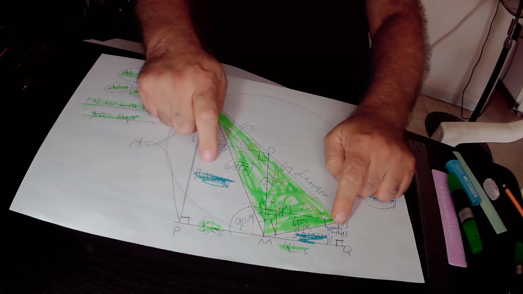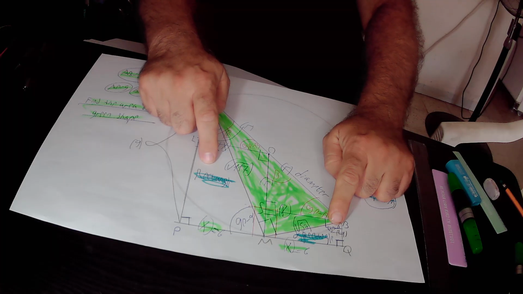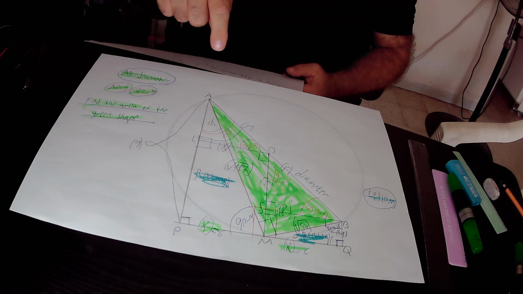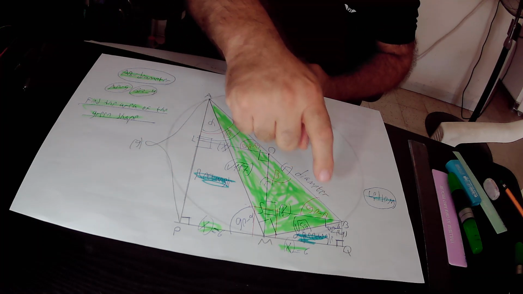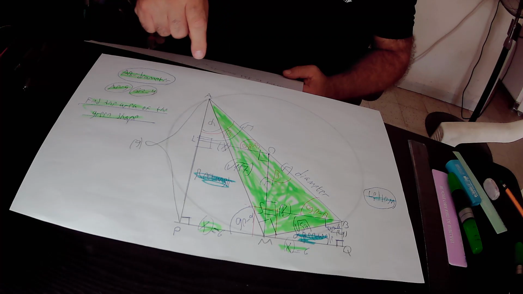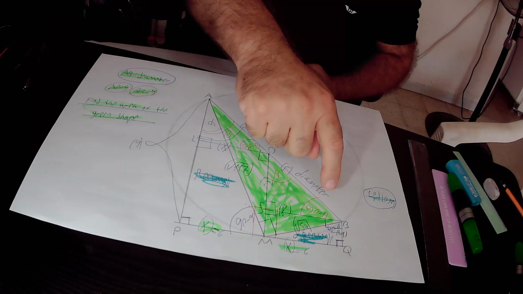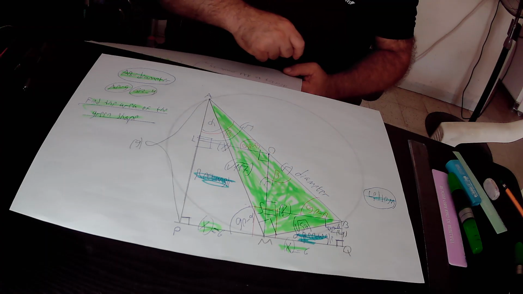And from the fact that those two right triangles are similar to each other, we will derive that the following relationship exists between their sides. We will derive that side AP of the big right triangle APM over side MQ of the small right triangle BMQ is equal to side PM of the big right triangle APM over side BQ... or rather side PQ of the small right triangle BMQ.